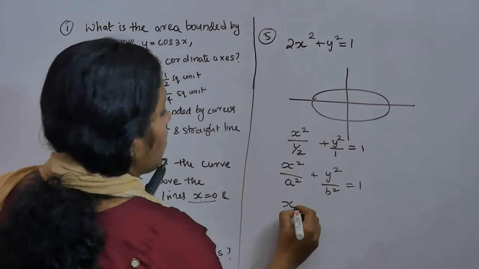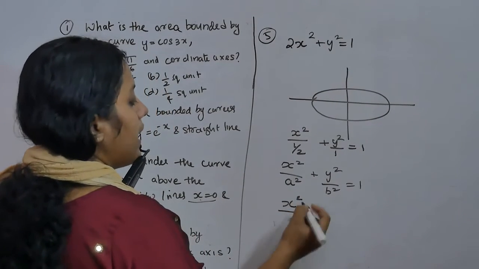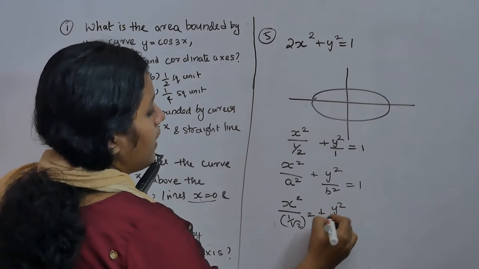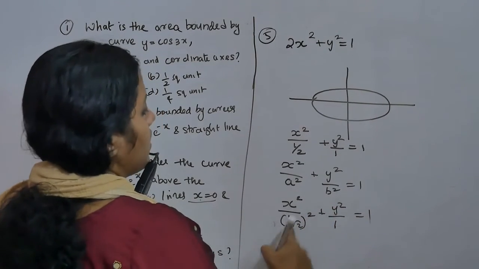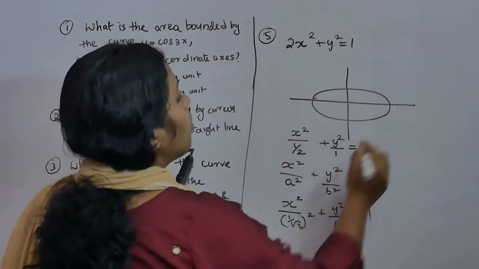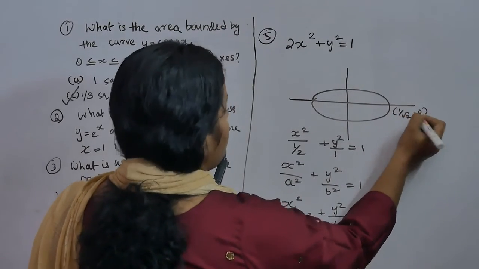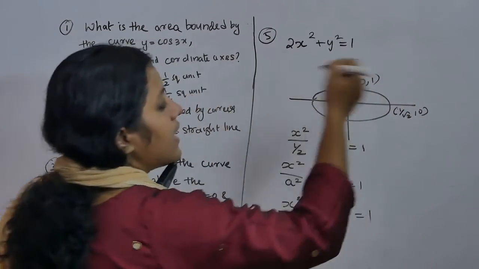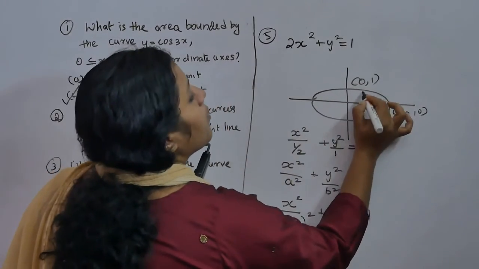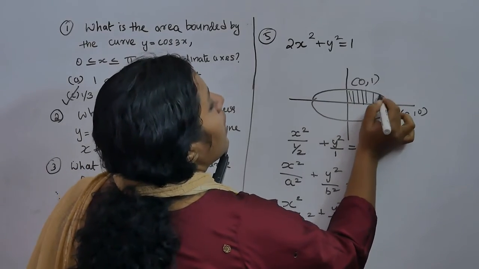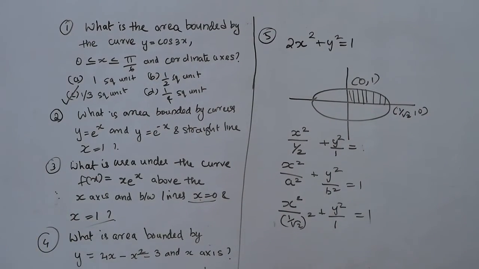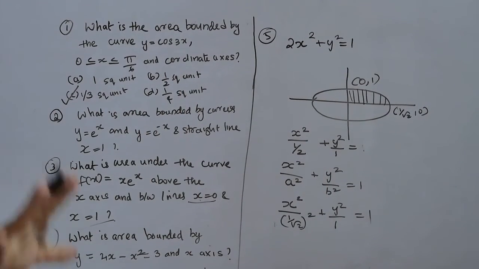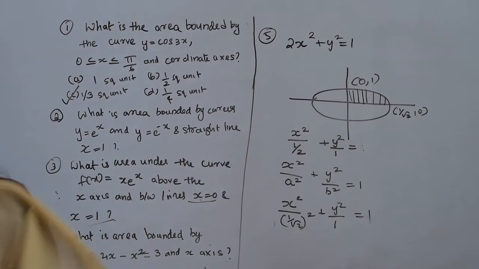So x square by 1 by root 2 whole square plus y square by 1 is equal to 1. So this can be written as a, that is 1 by root 2 comma 0, and this is 0 comma 1. Now I am finding the area of this entire curve. So I am taking this first quadrant portion. I will find this area and multiply that by 4. Then I will get the entire area. Okay, so let's see how we can do this.